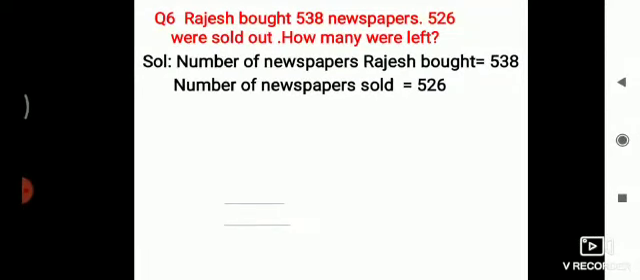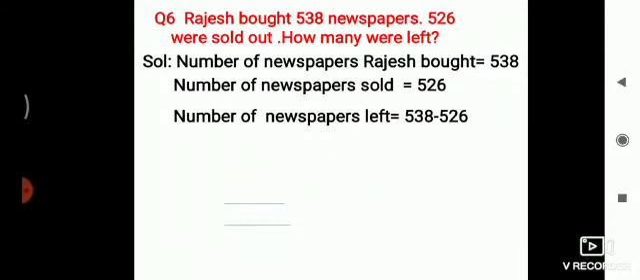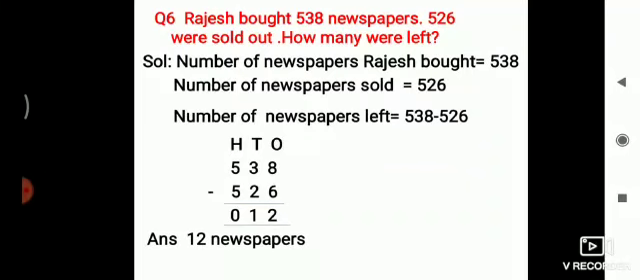Number of newspapers Rajesh bought is equal to 538. Number of newspapers sold is equal to 526. Number of newspapers left is equal to 538 minus 526. Now we will subtract 526 from 538. 8 minus 6 is 2, 3 minus 2 is 1 and 5 minus 5 is 0. So the answer is 12 newspapers.